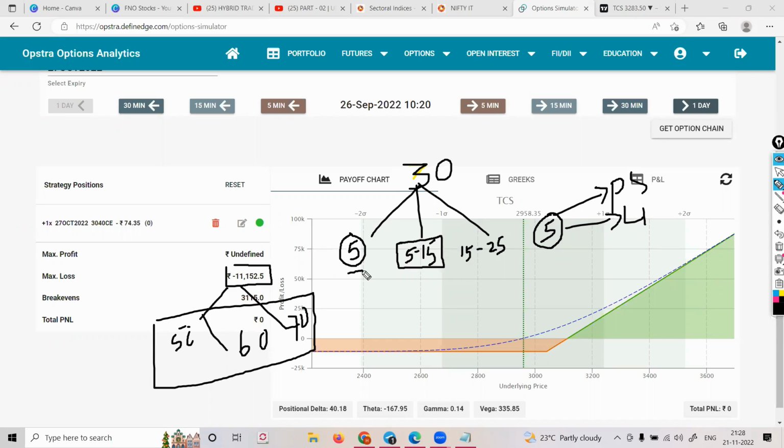Right now, what I'll do: if this particular buy leg is not giving me the profit in the first 5 days, my thought process changes. Now I'm not just an option buyer; I want to play the role of both option buyer and option seller. So I'll convert this to a debit spread. This 11,000 loss would come down to 6,000 or 7,000 or 8,000 based on my view of the market.